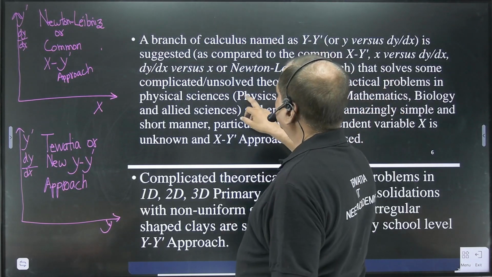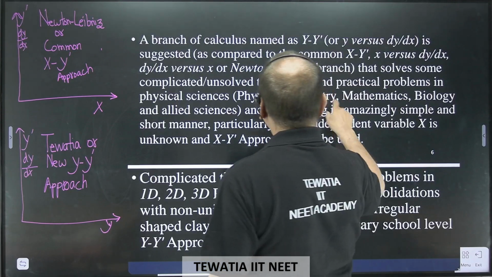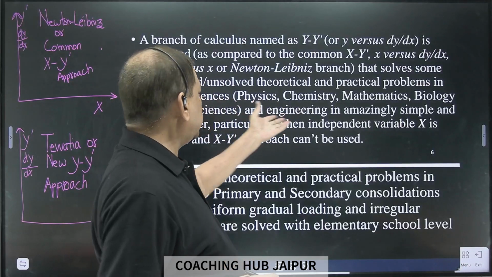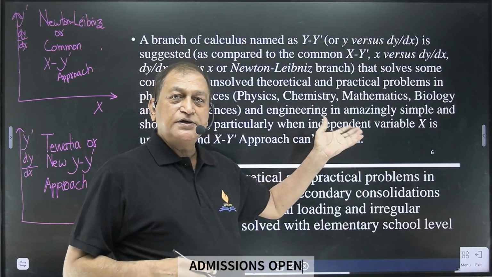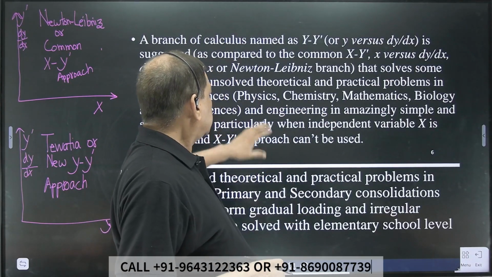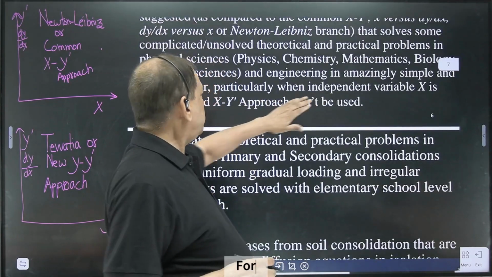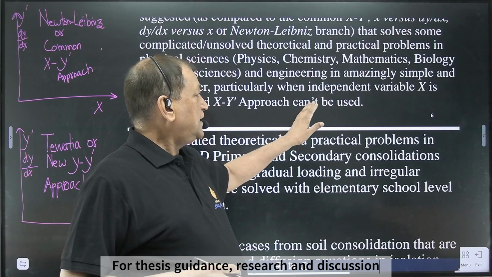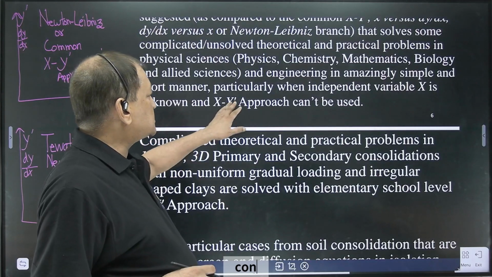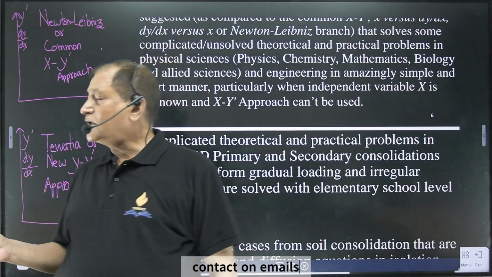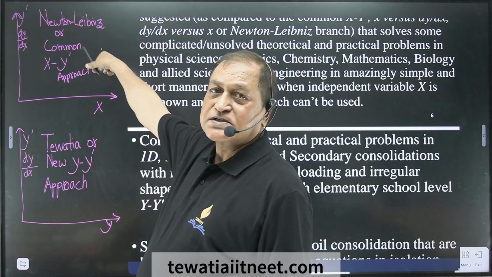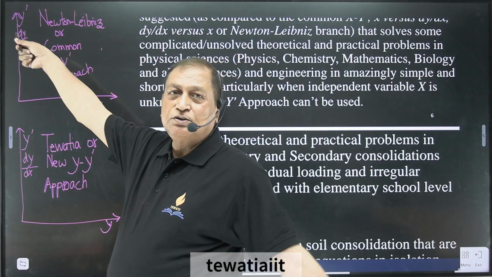That solves some complicated unsolved theoretical and practical problems in physical sciences. Physical sciences are physics, chemistry, mathematics, biology, allied sciences, all engineerings, astronomy, cosmology, metallurgy. It does so in an amazingly simple and short manner, particularly when independent variable x is unknown and the xy dash approach cannot be used. Here, dy by dx is a function of x. So if x is unknown, this is unknown. This cannot be used.